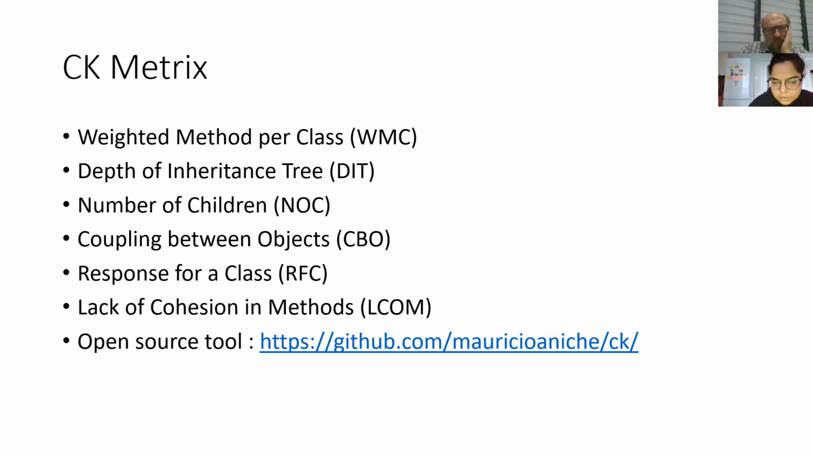Okay. Yeah, so in CK metrics, we basically have these 6 to 7 attributes, such as methods in the class, inheritance, cohesion, coupling, and so on. To extract this, we again used an open source tool, which is available on GitHub. Anybody can go and just use this tool for extraction.